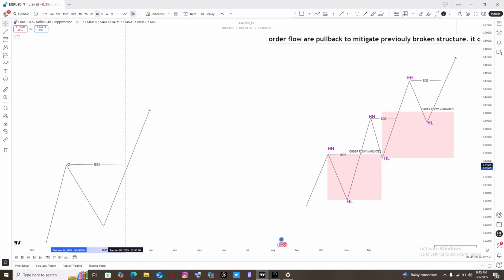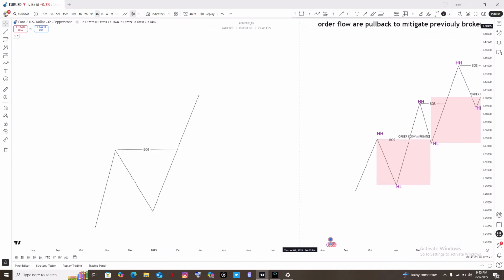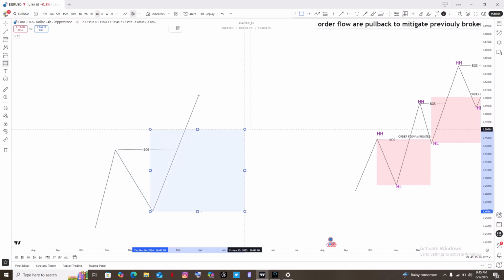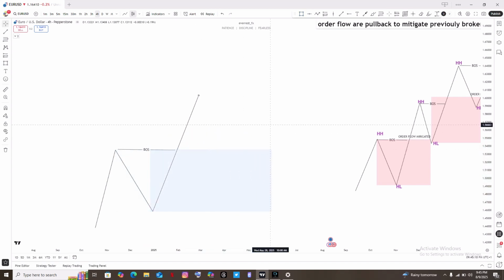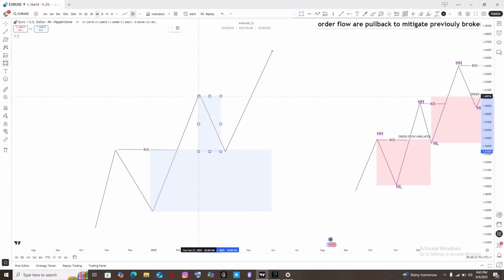This is a break of structure, right? Now, this is your order flow here. You just take your rectangle tool and mark from this low up to where the market broke structure. This was where the market broke structure here. You mark to that place and draw it like this. And then you wait for the retracement that will come back like this. And then another break. When we have another break, you mark from the low up to where the break of structure happened. You mark that place like this.